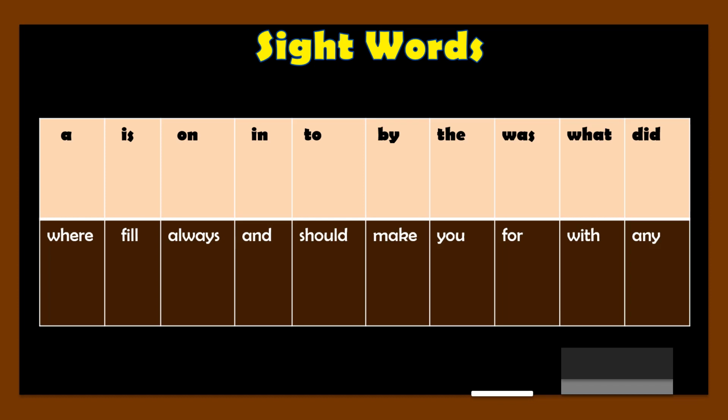Sight words learned in this lesson are a, is, on, in, to, by, the, was, what, did, where, feel, always, and, should, make, you, for, with, any.